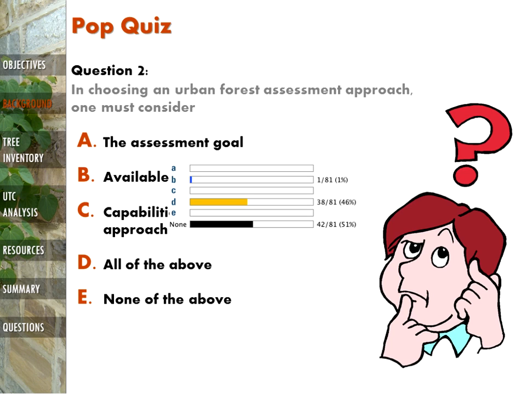All right. Yeah, so the answer here is D, all of the above. We want to consider the assessment goal, the available resources for conducting the assessment, and then finally, what are the capabilities and limitations of the possible approaches to conducting the assessment. Good.